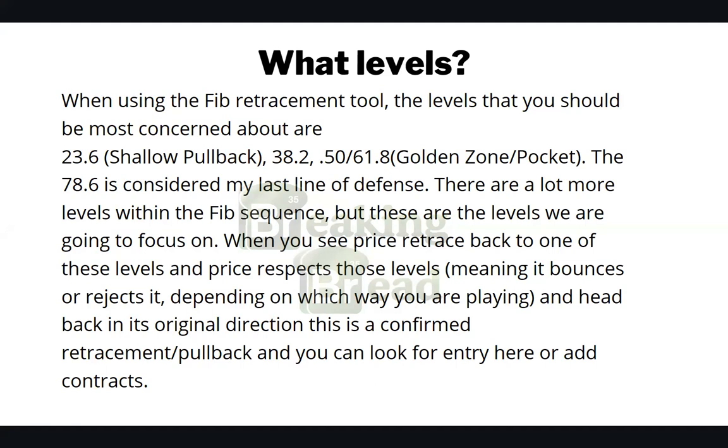Now, in knowing this, you would definitely see the market do a deep pullback to this level, knowing most will cut this play and it's going to take out stop losses along the way, only for price to pop up and head back in its original direction. So for this 78.6 level, I would use this for mostly entries.